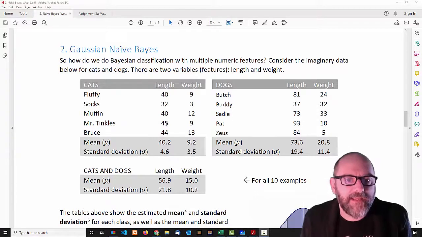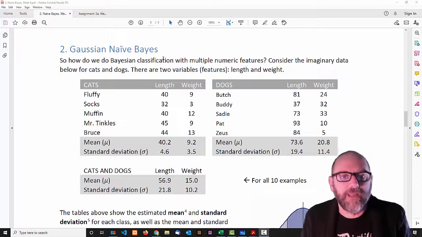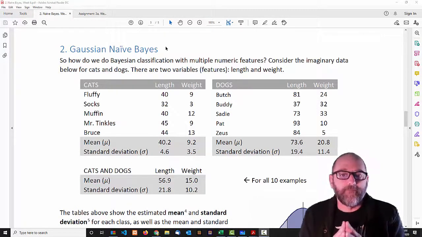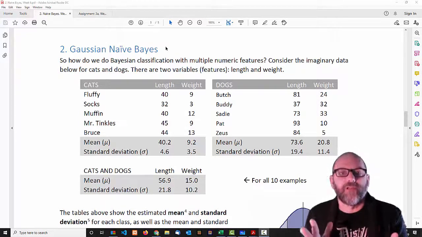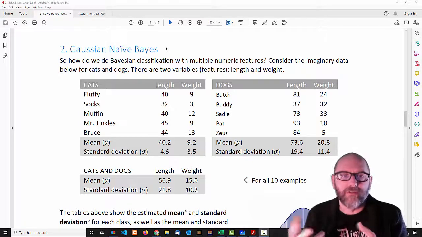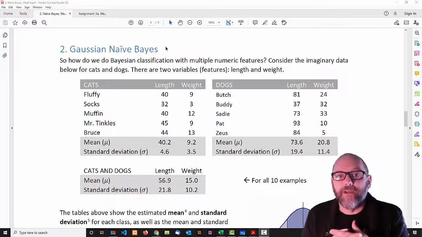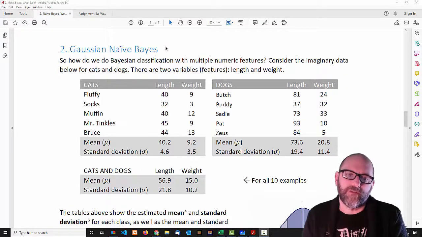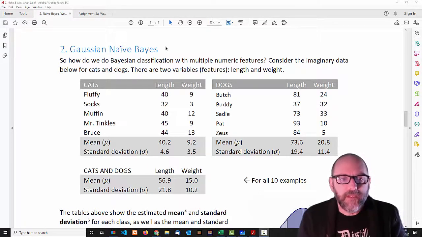Alrighty, so let's take a look back to the handout here. Section 2, Gaussian naive Bayes. Okay, so the examples that we looked at, I way simplified them. We had one feature or maybe two features, and they weren't even numeric. Normally, most naive Bayes systems can't work on non-numeric features. The Gaussian naive Bayes requires numeric features, and that's the one that we're going to look at first.